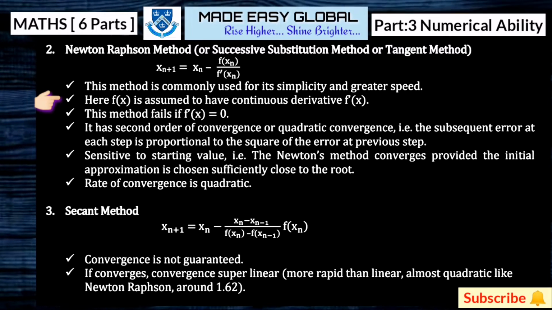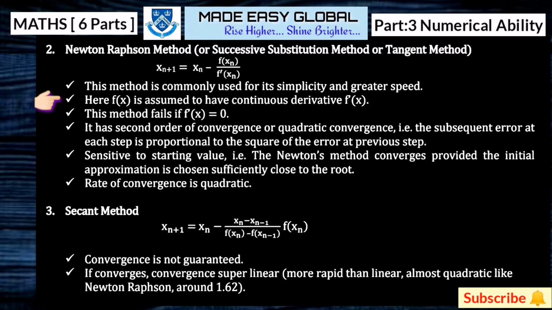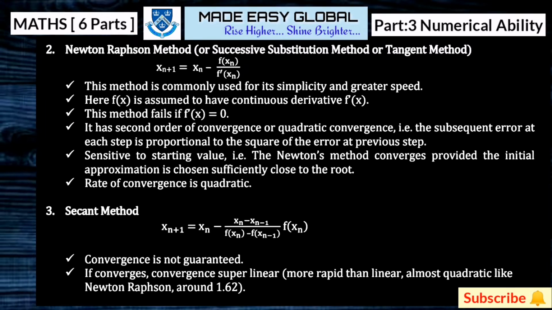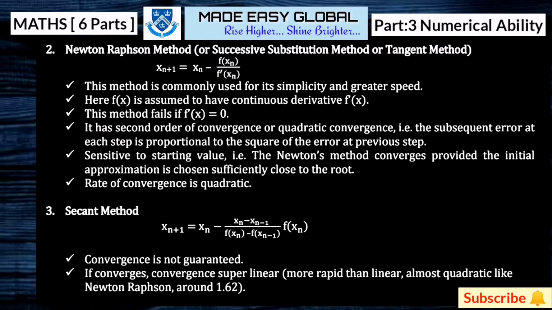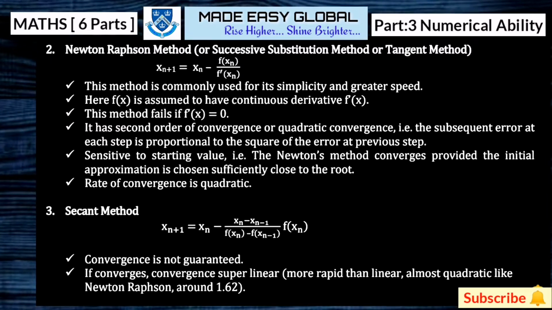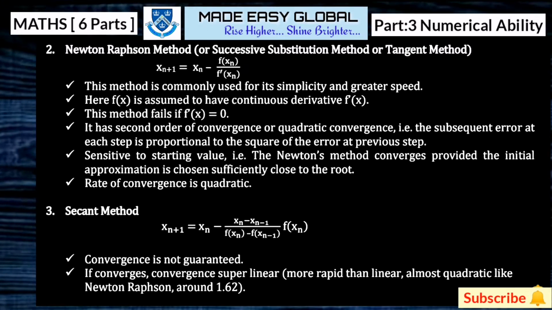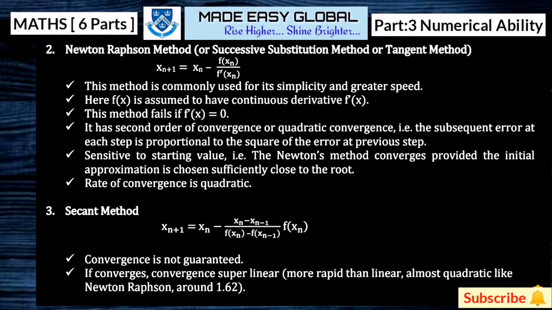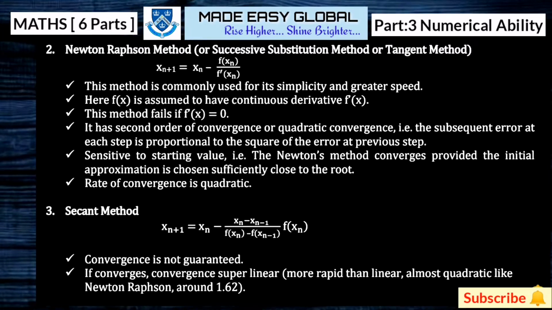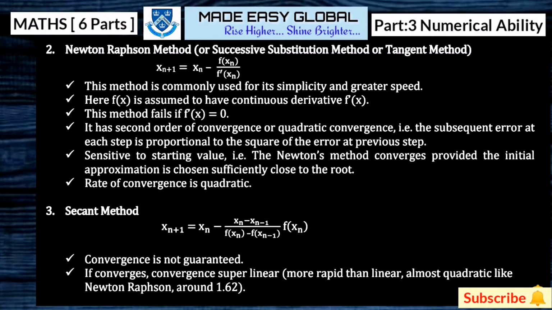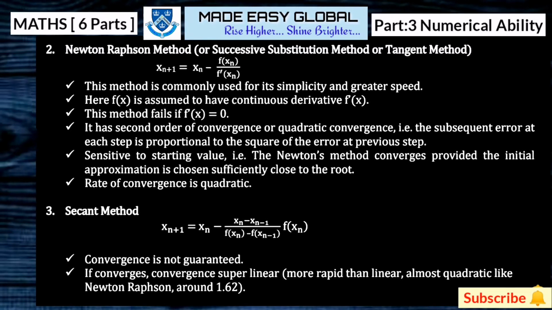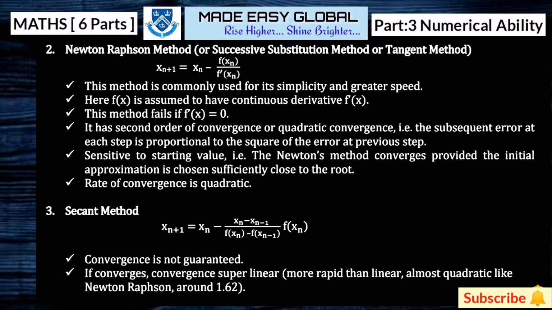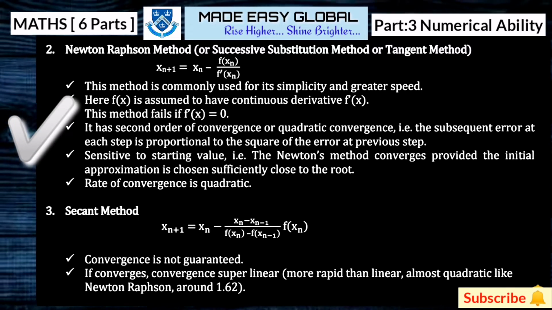Here f(x) is assumed to have a continuous derivative f'(x). This method fails if f'(x) = 0. It has second order or quadratic convergence. For example, the error at each step is proportional to the square of the error at the previous step. It is sensitive to the starting value: the method converges provided the initial approximation is chosen sufficiently close to the root. The rate of convergence is quadratic. So these are the key points for the Newton-Raphson method.